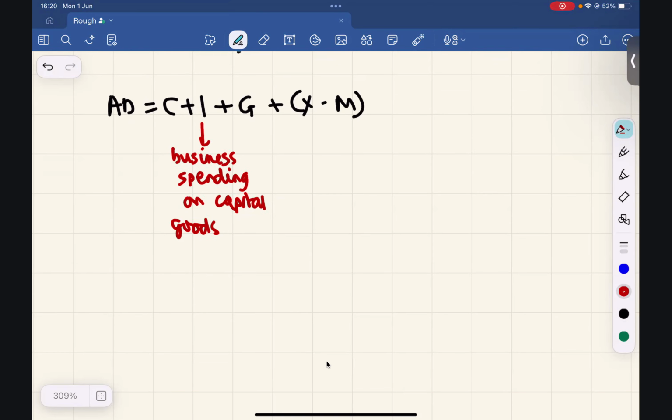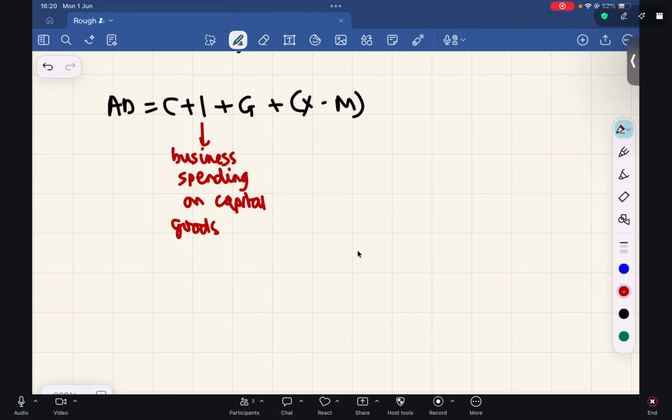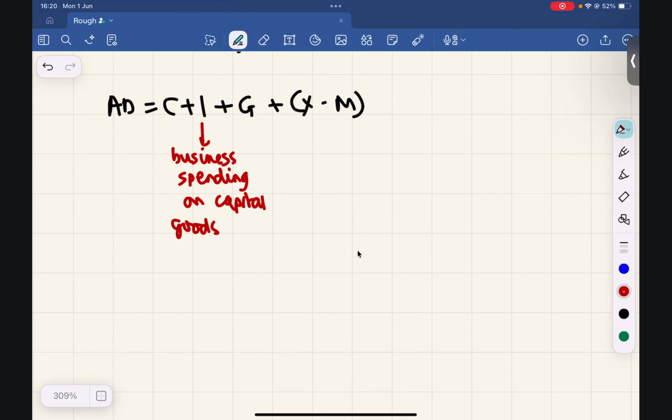Does that kind of make sense so far? Cool. So I would definitely test yourself later on and make sure you know the sub factors that affect C and I and G and X minus M, just so you know what to look out for in different questions. One more time before I move on.